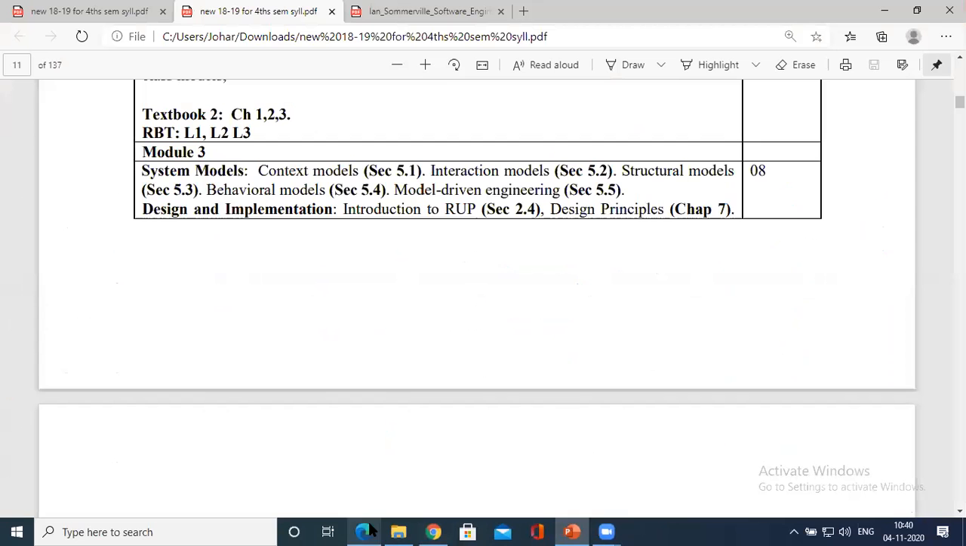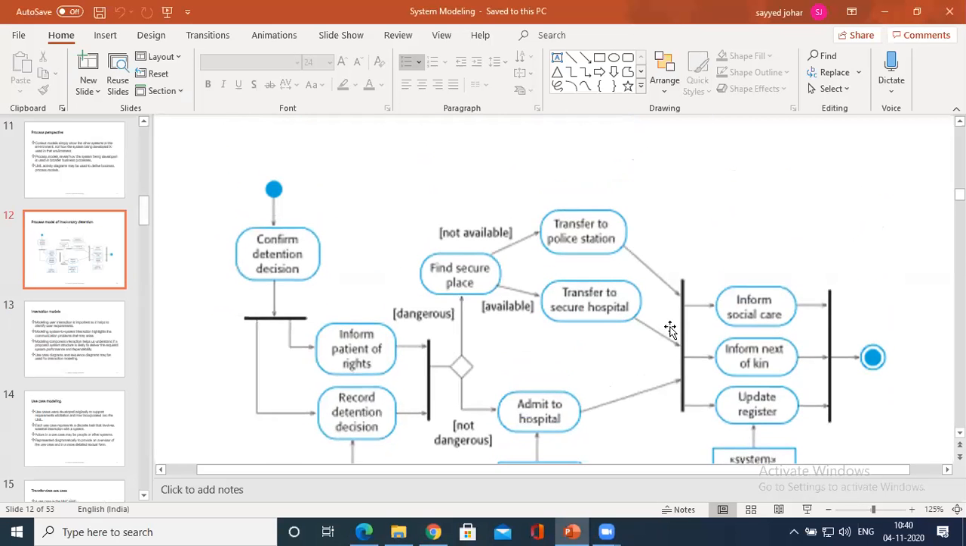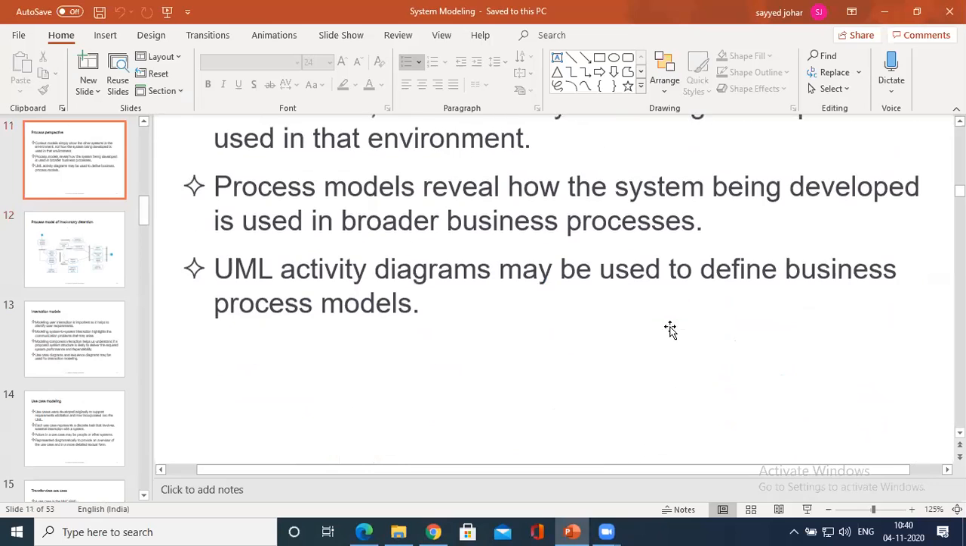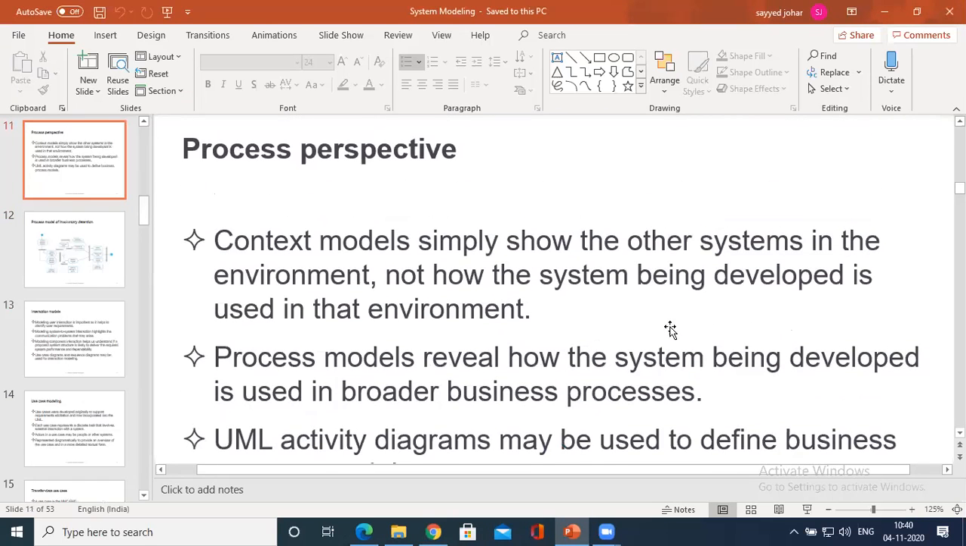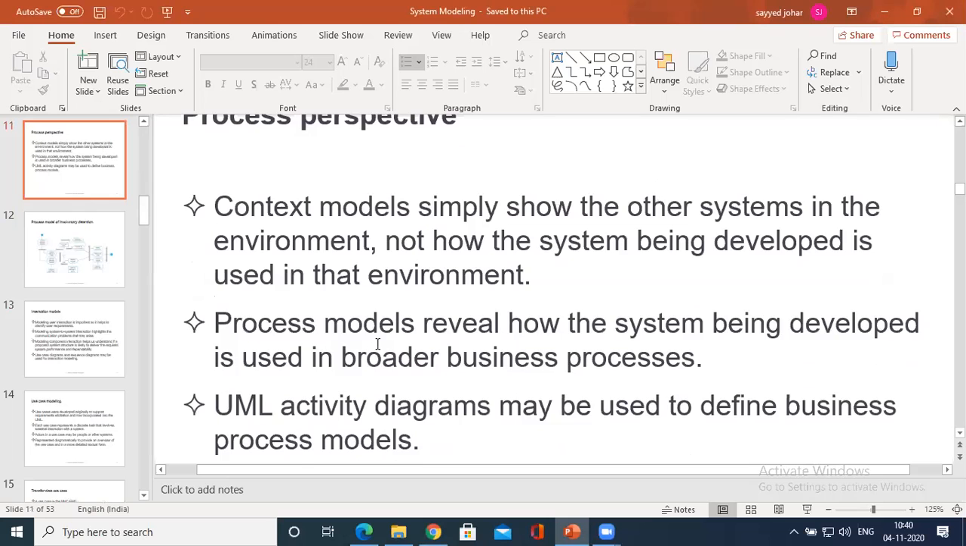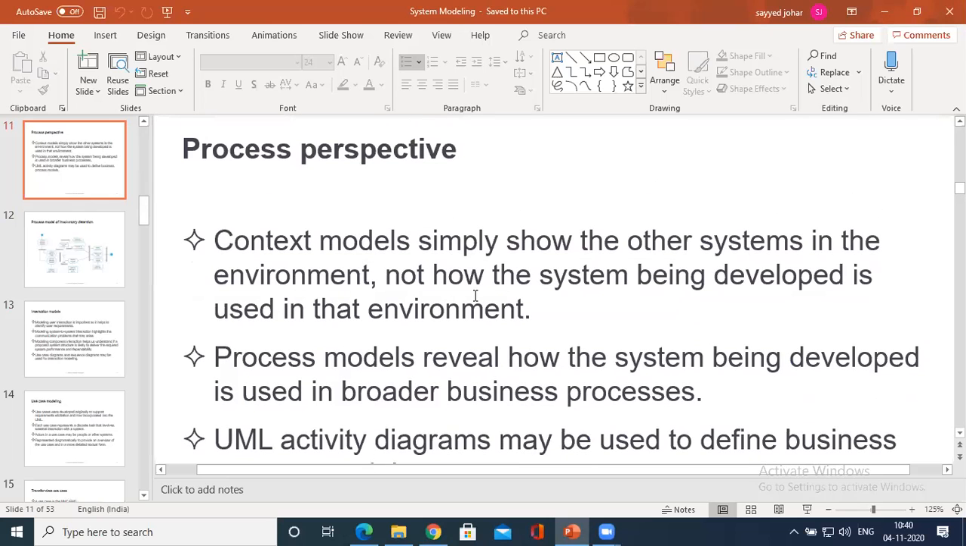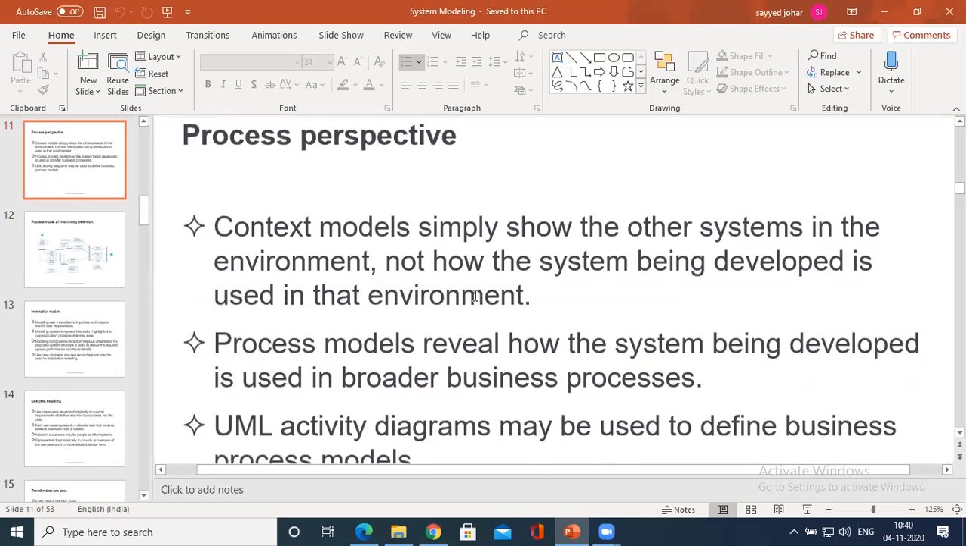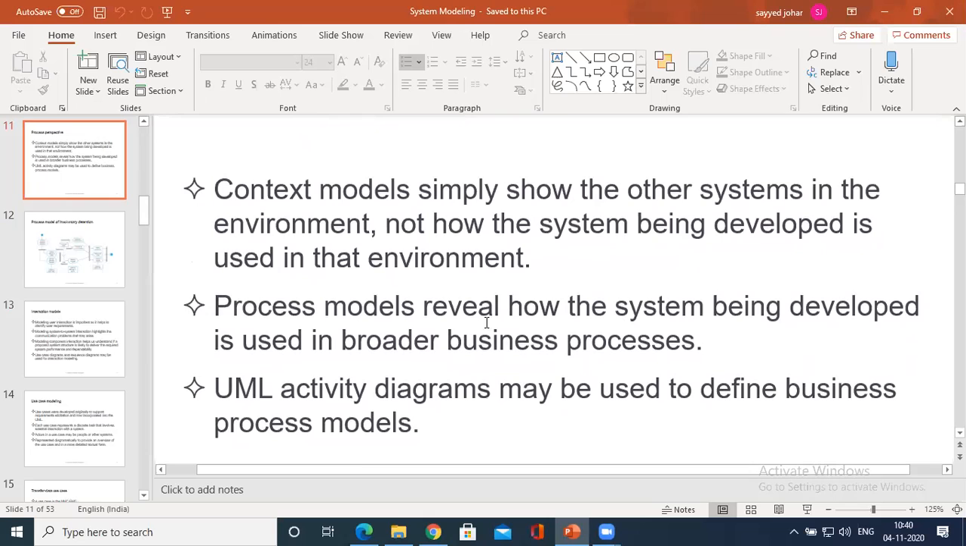Before I go to the interaction modeling, try to understand this process model. Why do you use a process model? It comes under the context model only. See, process perspective. Context models simply show the other systems in the environment, but they don't show how the system being developed is used in that particular environment. The process models usually reveal how the system being developed is used in the broader business. So for how the system is developed, we use process models with UML notations only.